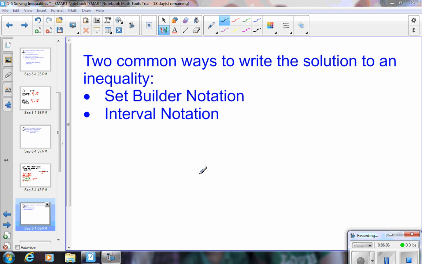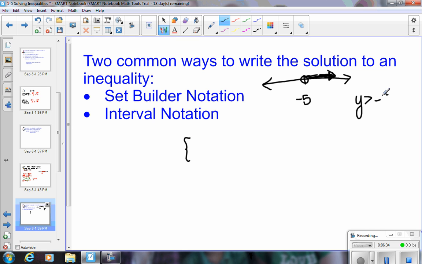Two common ways to write the solution to an inequality are set builder notation and interval notation. So I'm going to show you the set builder notation. First of all, let me remind you of our solution. We had something that looked like this. So for set builder notation, it looks like this. This is our set bracket, and our answer was y greater than negative 5. So we're going to have the set of all numbers y such that y is greater than negative 5. And that is set builder notation.